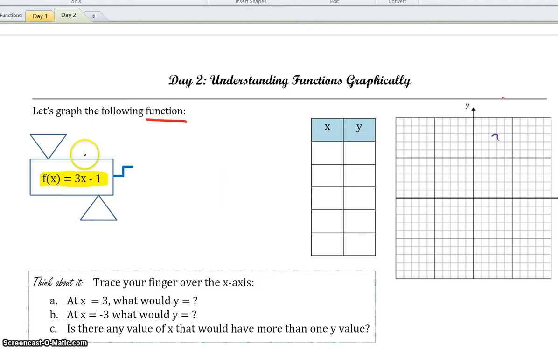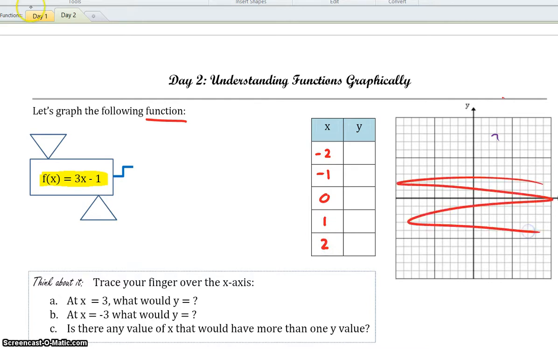Now you can plug any value into x. You can input any value that you'd like. In general, when we make tables, it's nice to work from -2 to 2 so we can see a lot more of the graph. So let's go ahead. Let's start by inputting some of these values and seeing what we get out. So I'm going to start by inputting -2.